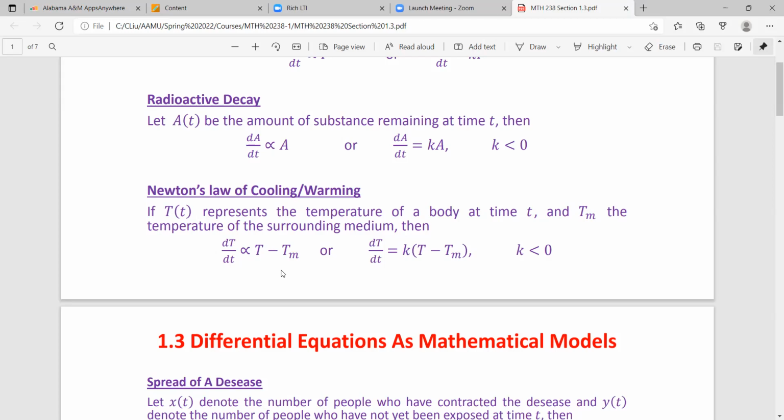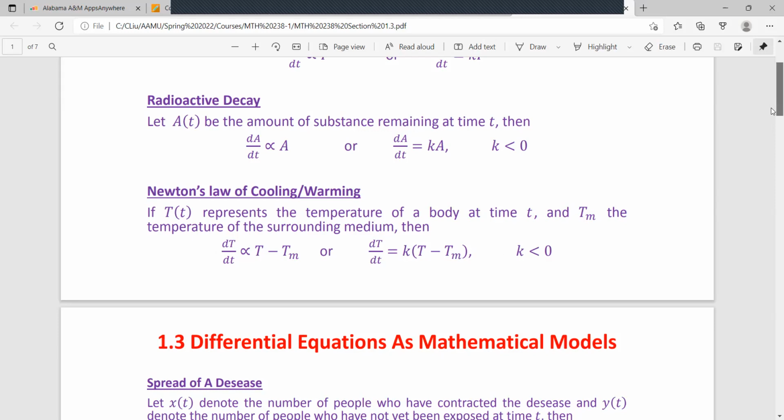The larger the difference is, the more rapid the temperature changes for the object. So then we can write down a differential equation: dT over dt equals k times (T minus Tm). In the case of cooling, k will be less than 0. In the case of warming, k will be greater than 0. It corresponds to cooling or warming, this constant k. All right, any questions so far?